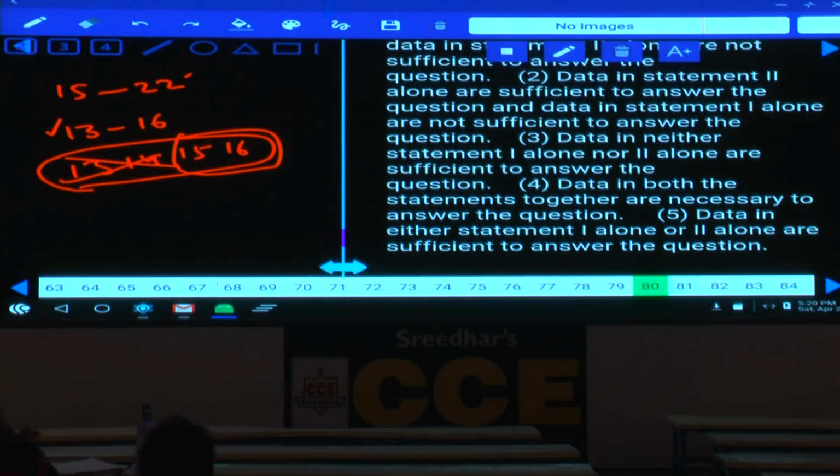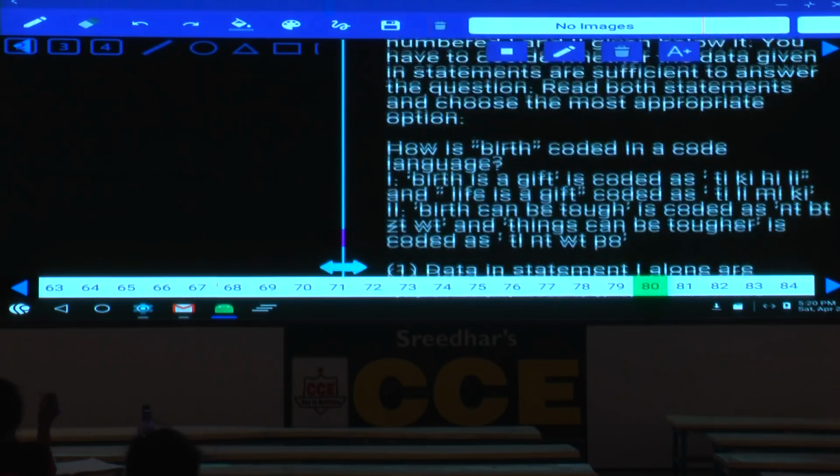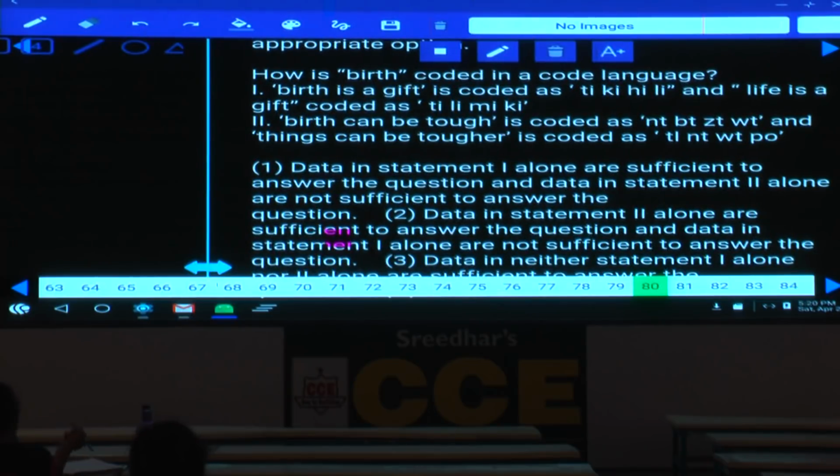Then question number 80. Now in this question number 80, what is the question here? Now it is based on coding and decoding. Now in this coding and decoding, how is birth coded in a code language? Birth is a gift, and life is a gift. Now if you compare these two statements, 3 words are common, is a gift. That means if 3 words are common, 3 codes will be common. Then what is left over here? 1 word will be left over and its corresponding code will be given. Isn't it? Hence we are not supposed to find out what the answer is.